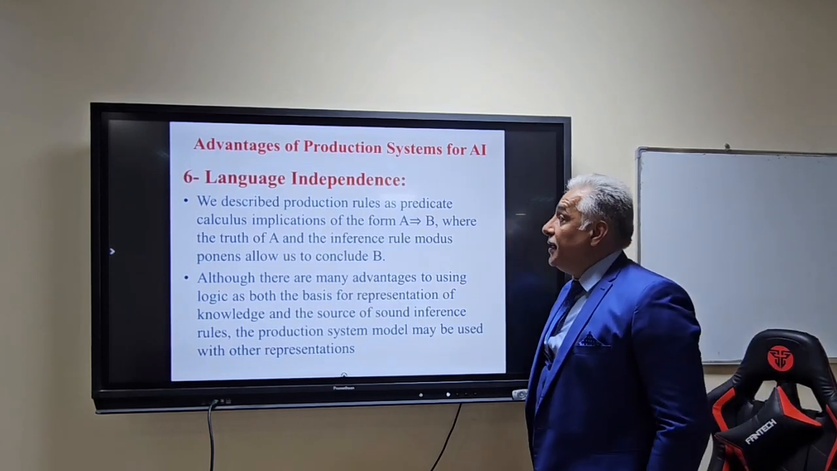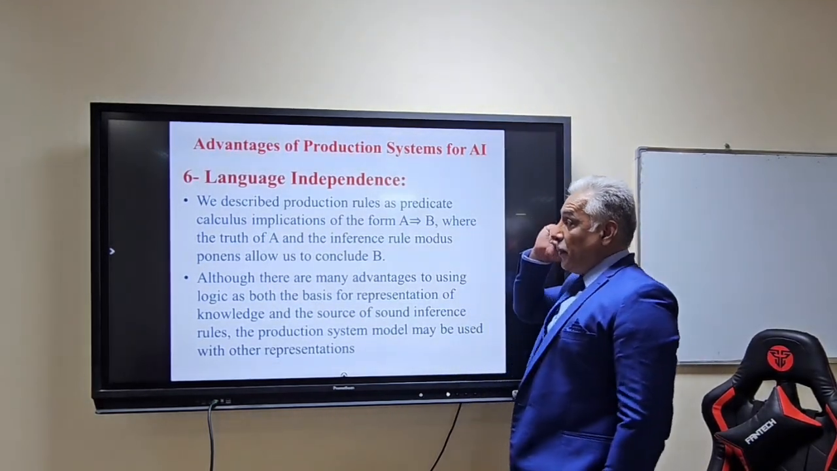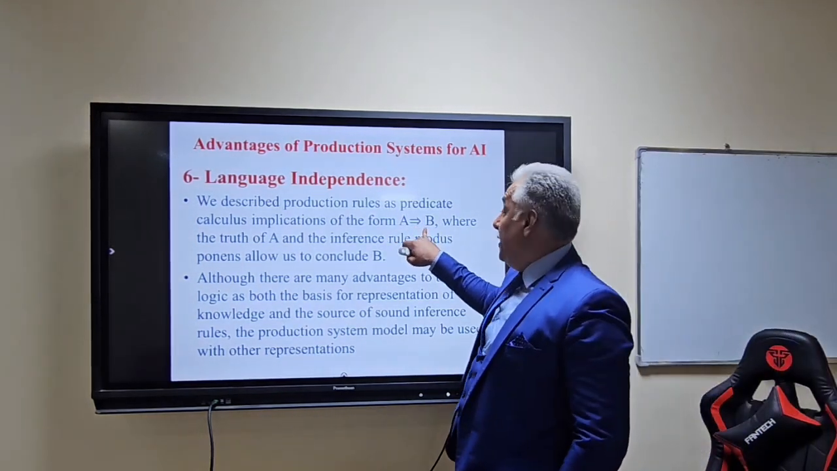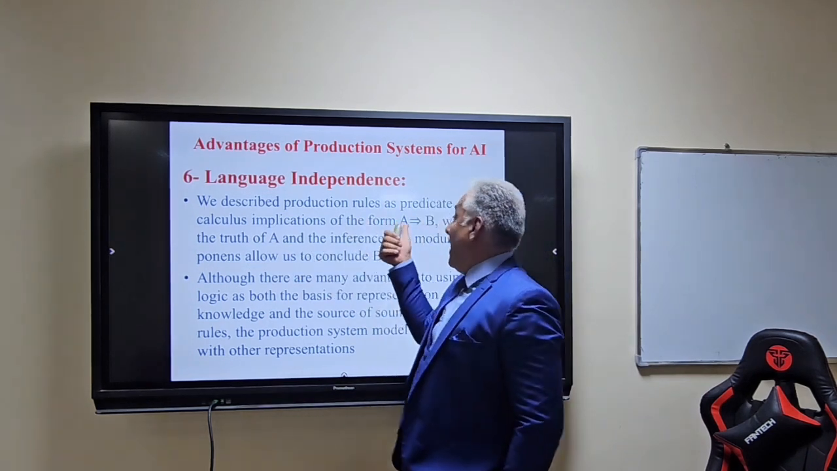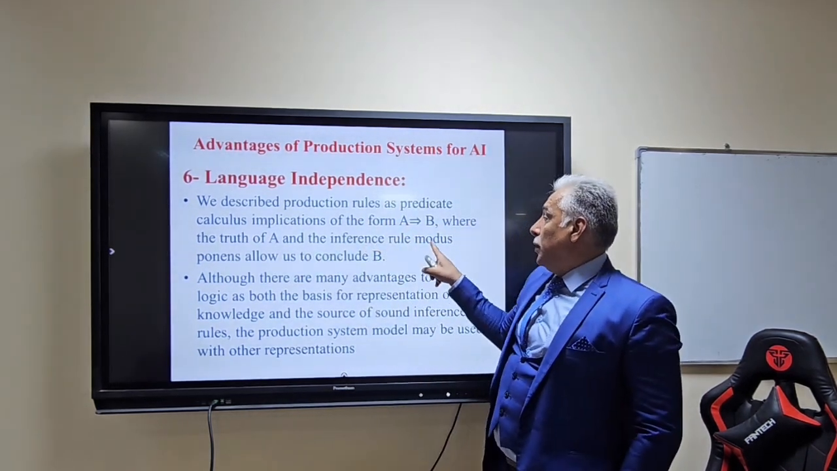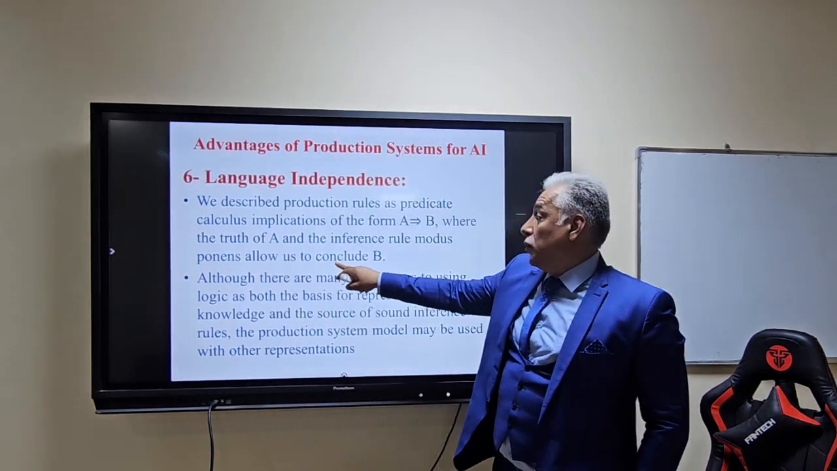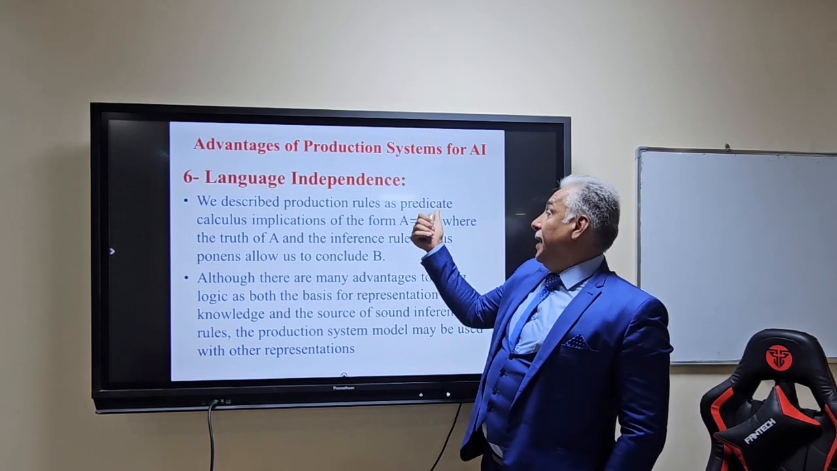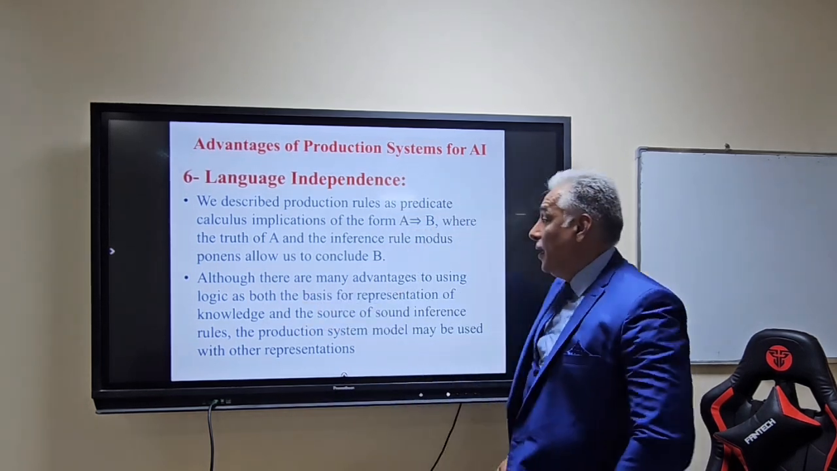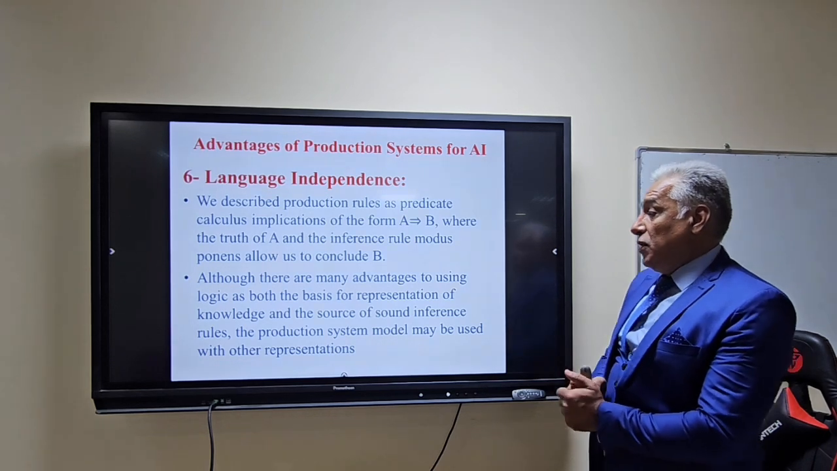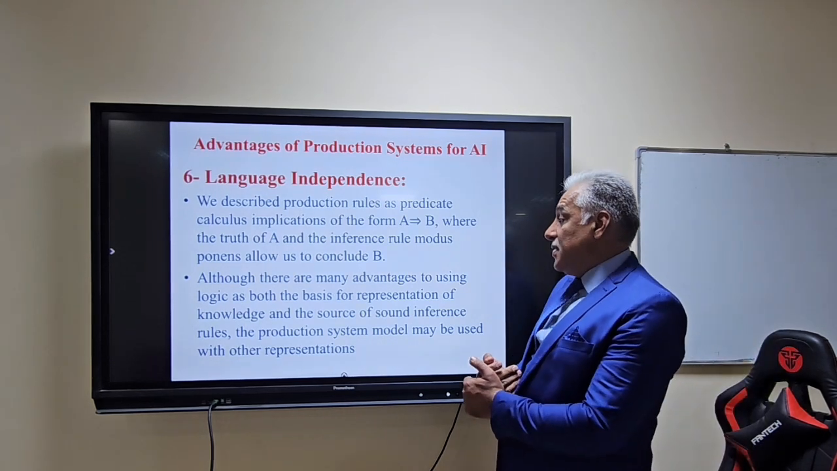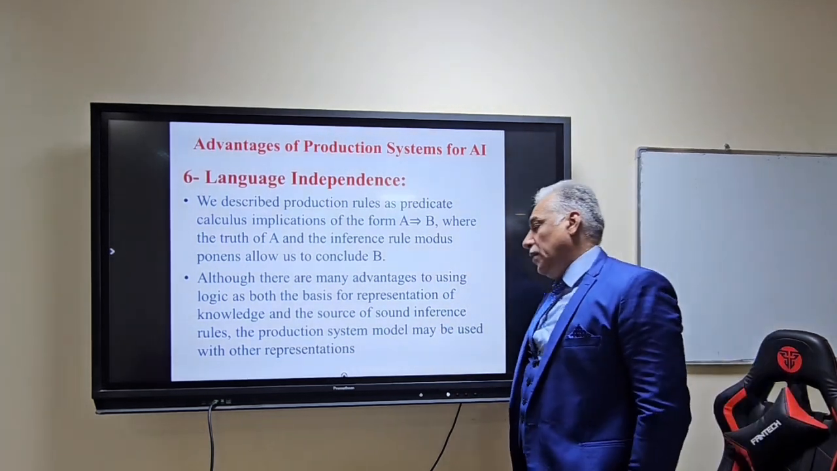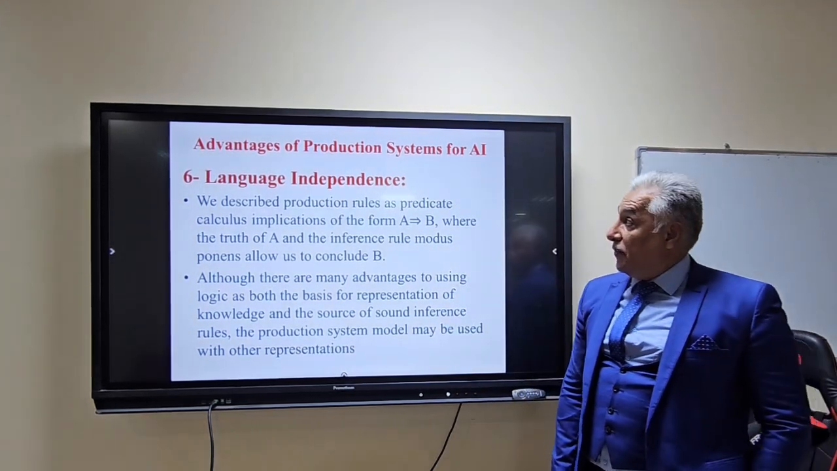And the sixth, language independence. We described the production tools and predicate calculus applications of the form A implies B, where the truth of A and the inference rule modus ponens will allow us to conclude B. That means if A is true, I will get B. Although there are many advantages of using logic as part of the basis of the representation of knowledge and the source of sound inference rules, the production system model may be used with other representations. I think we will finish this.